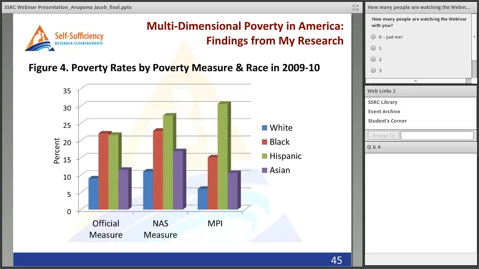Lastly, I compare the percent poor by type of poverty measure based on my sample. Again, you see the poverty rate for whites was lowest in the MPI and highest for Hispanics, and the poverty rate for blacks drops under the MPI, or multidimensional measure, compared to the official and NAS-based measures.